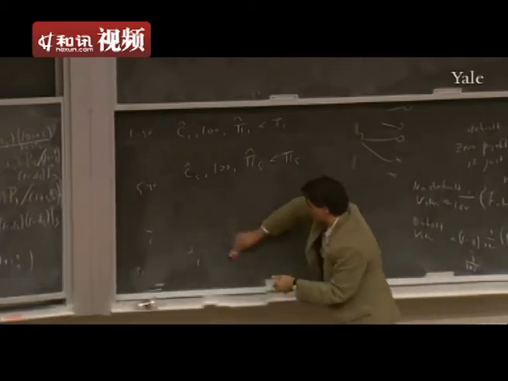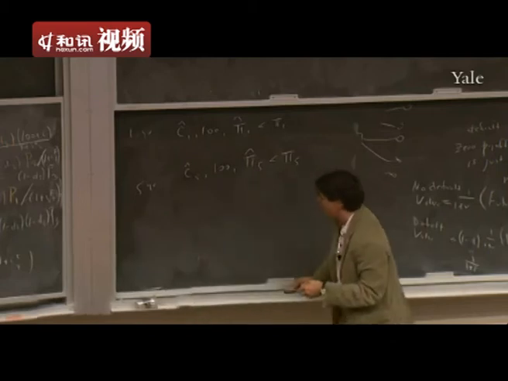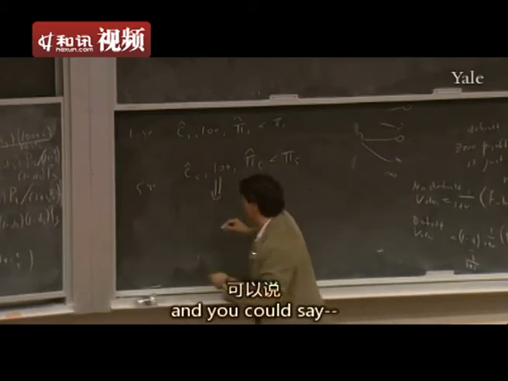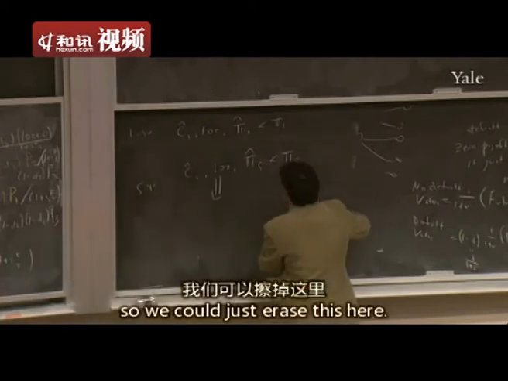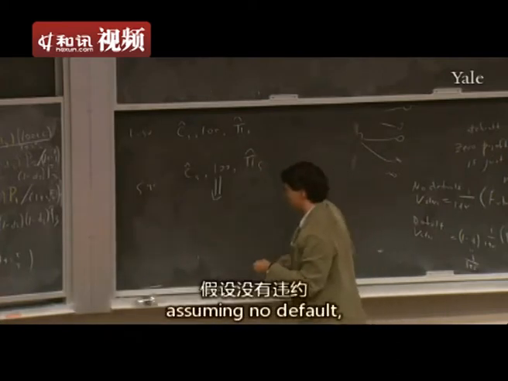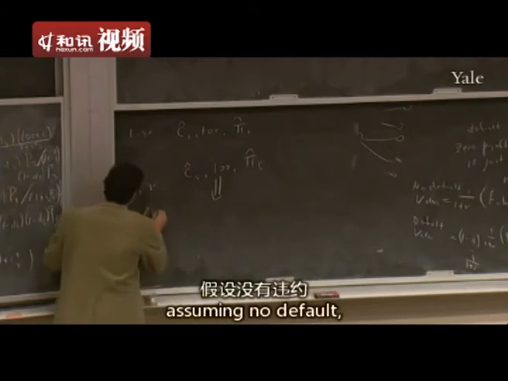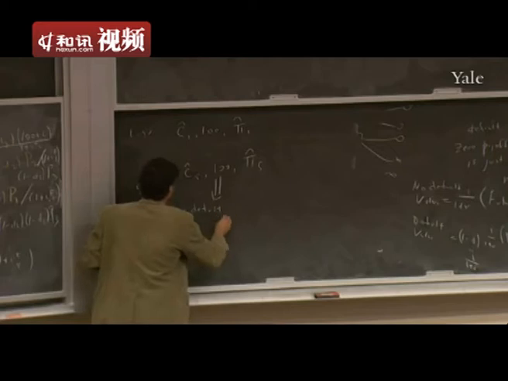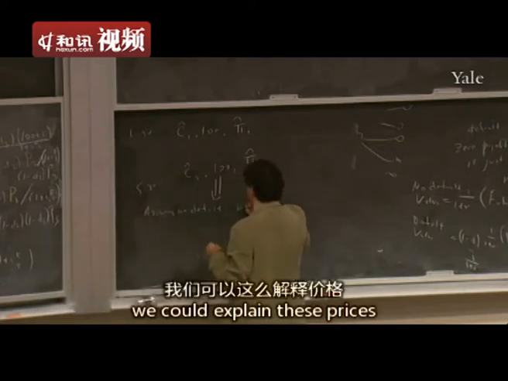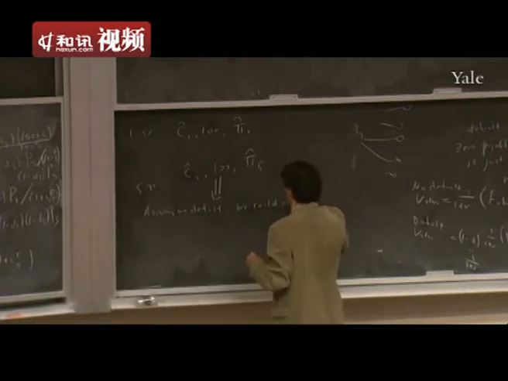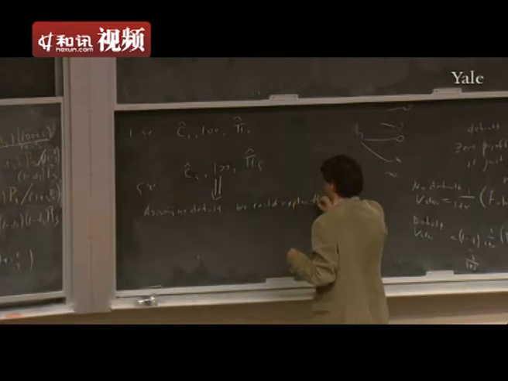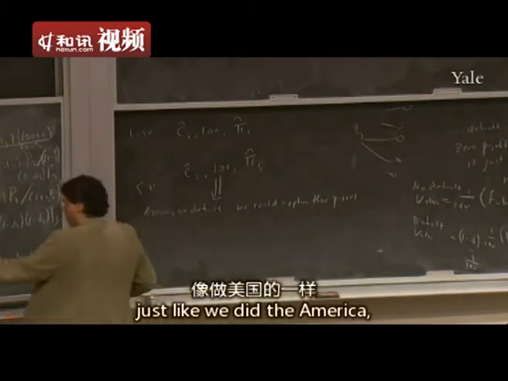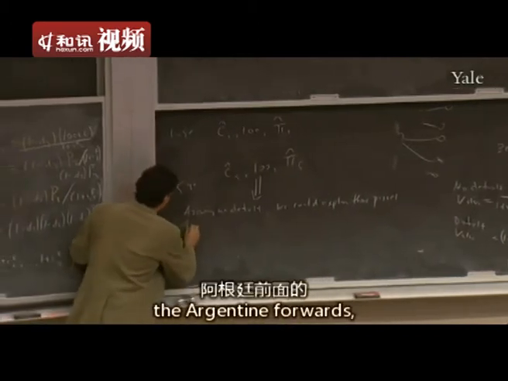The answer is yes. Because you could take this data and say, assuming no default, we could explain these prices by finding, just like we did in America, the Argentine forwards.